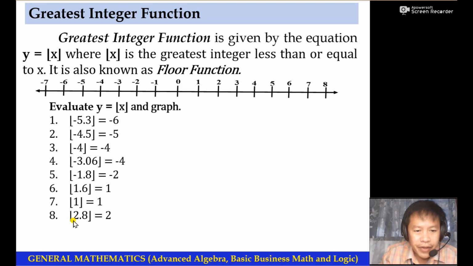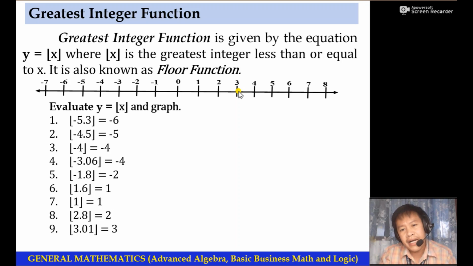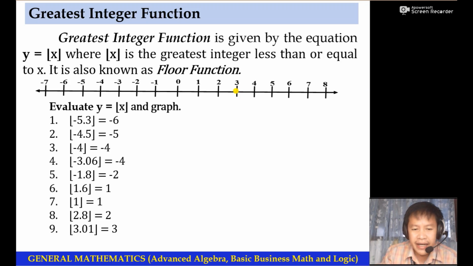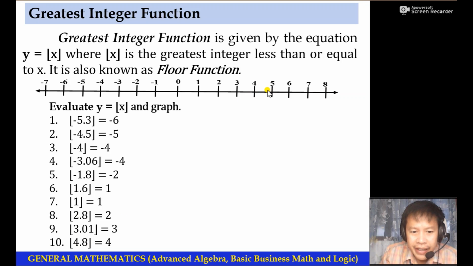Number 8. 2.8 and that is 2 because 2.8 is somewhere here. And what is the integer to the left of 2.8? And that is 2. And number 9. 3.01 and that is 3 because 3.01 is somewhere here, and the integer to the left of that decimal number is positive 3. And the last number is 4.8. And where is that 4.8? Somewhere here. Therefore, to the left of 4.8 is 4.